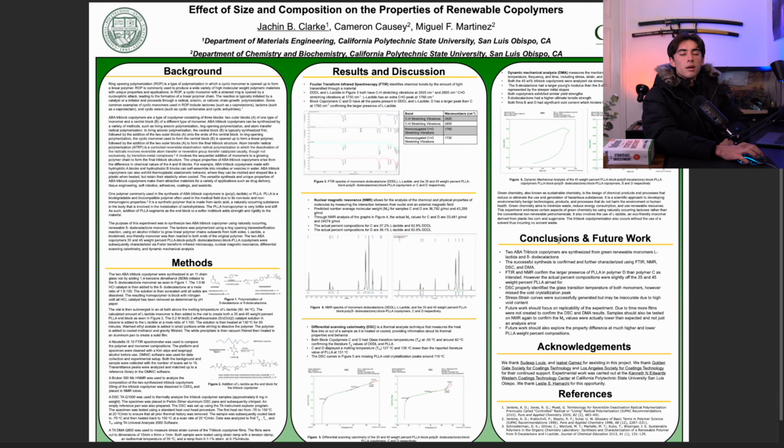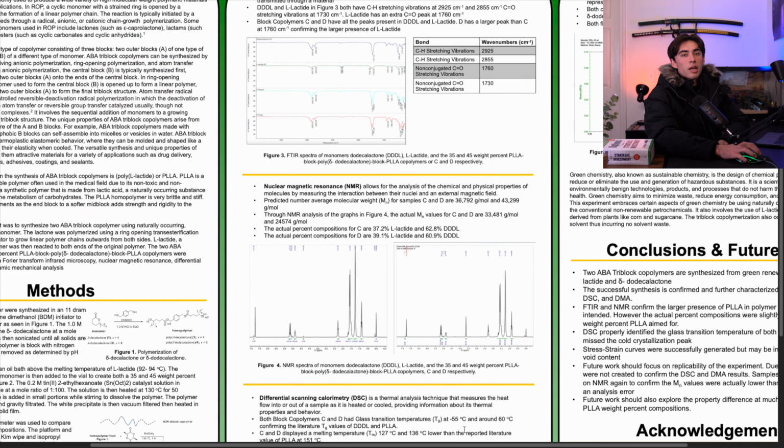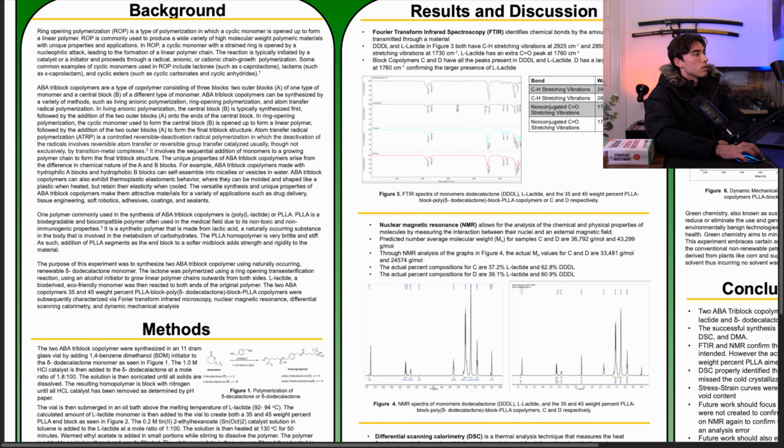Hello everyone, my name is Jakin, and today I'm going to be presenting on Lab 3, which is the effect of size and composition on the properties of renewable copolymers. I'm doing this with the Materials Engineering and Chemistry and Biochemistry departments at California Polytechnic State University San Luis Obispo, and my partners were Cameron Causey and Miguel Martinez.